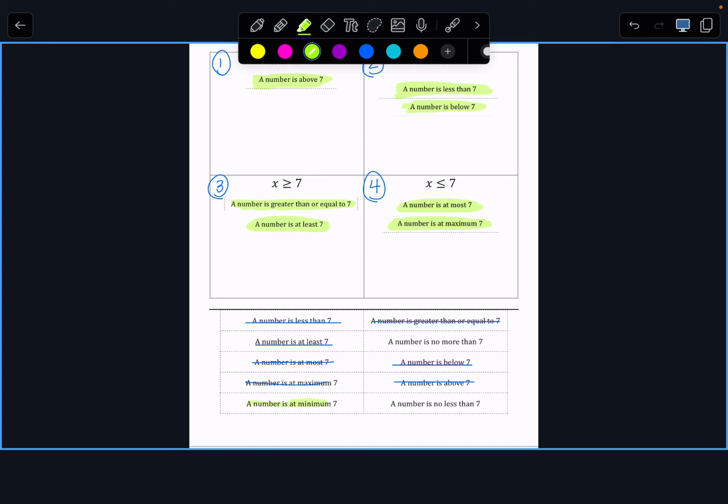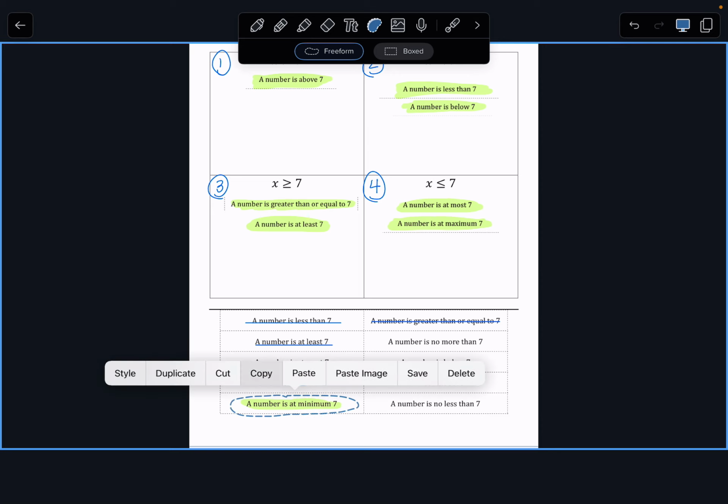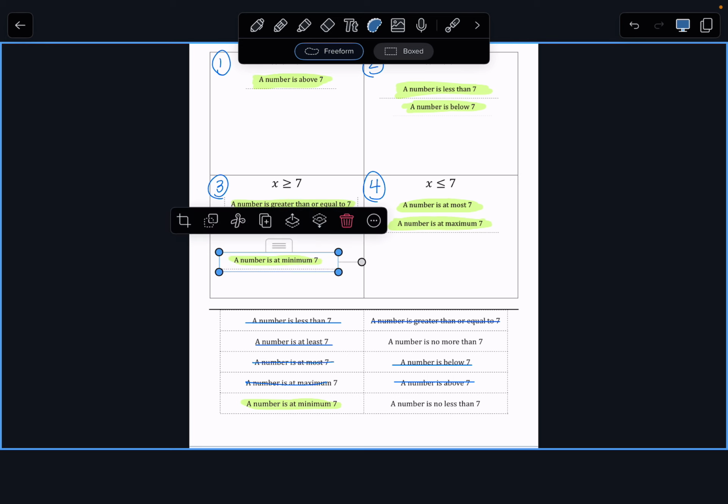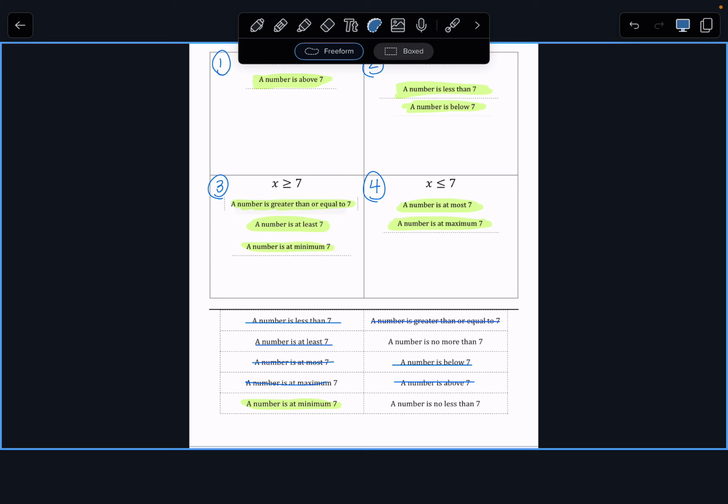Okay, so let's talk about a number is at minimum 7. Okay, Logan, where would that go? Okay, if a number is at maximum, there we go. Okay. Ella, can you tell us why a number is at minimum 7 goes in this box? Okay, the smallest it can be is 7, and then it's going to get bigger than that. Okay, 2 more.